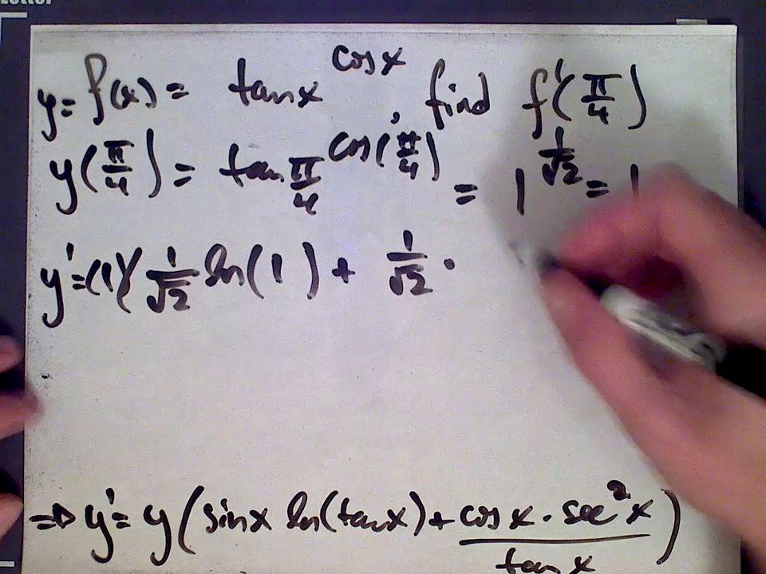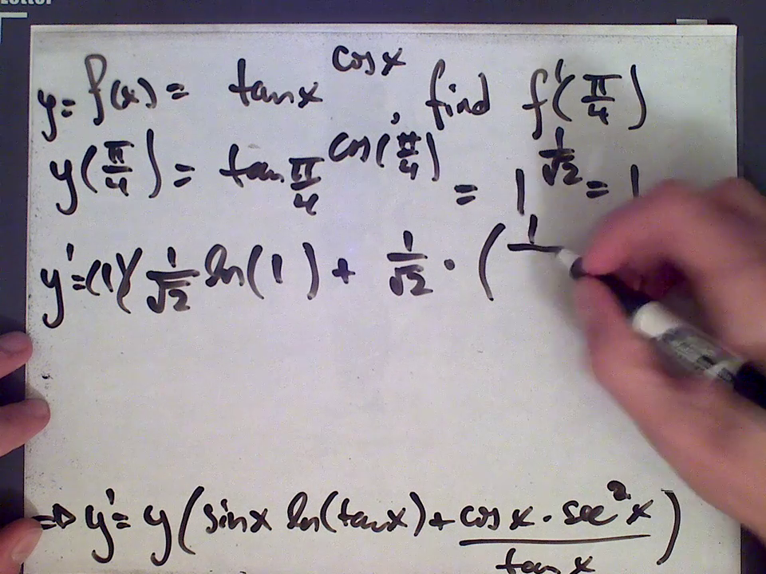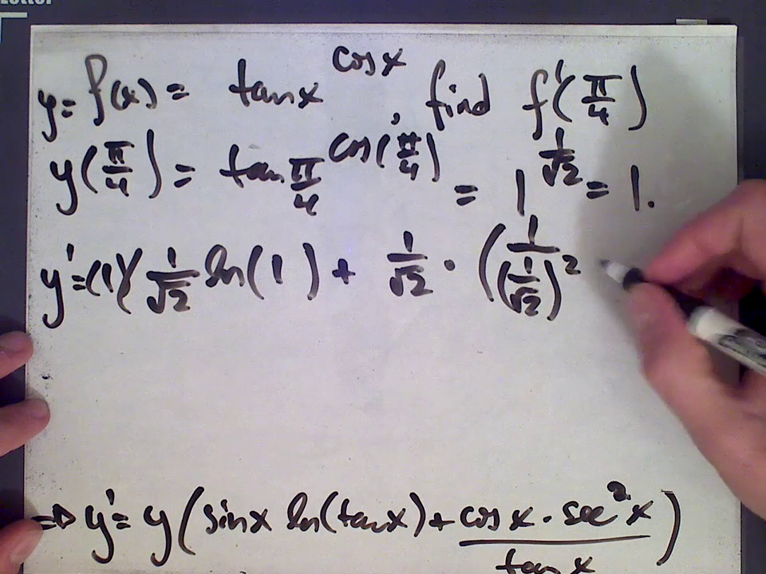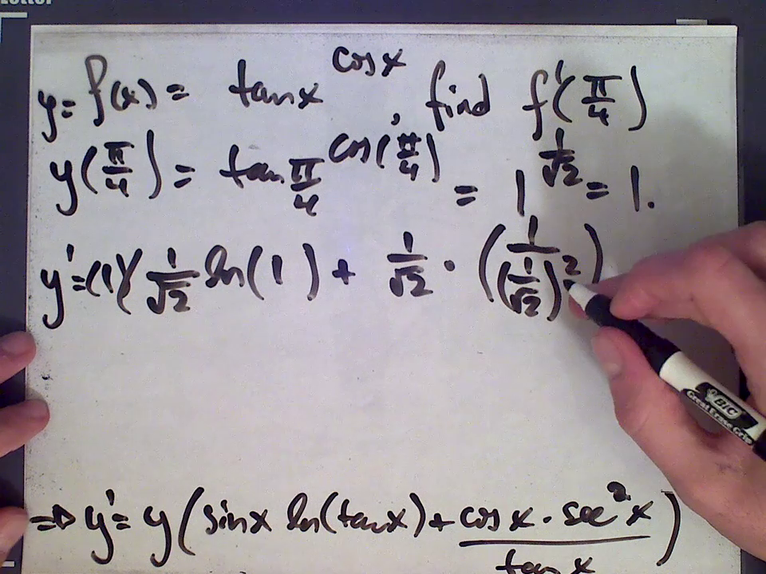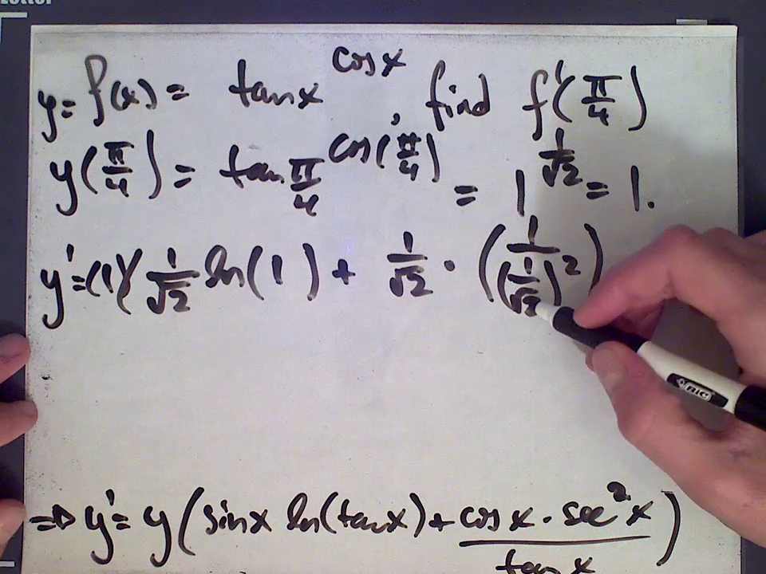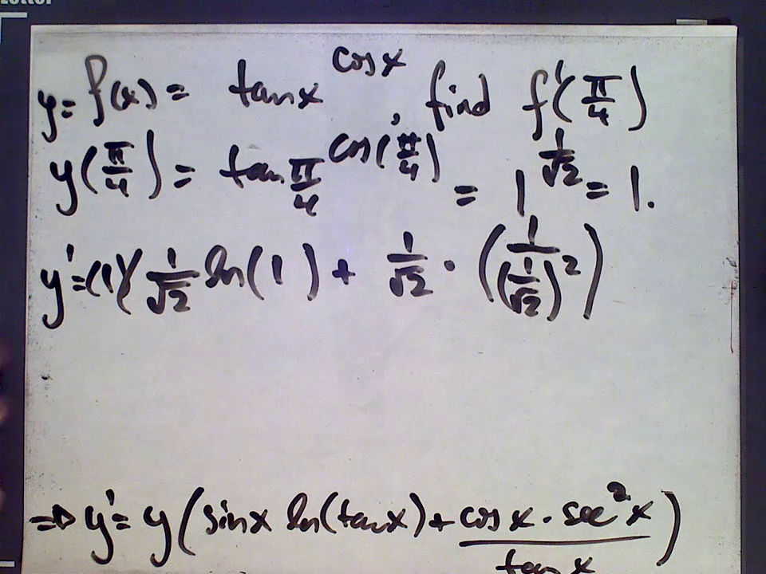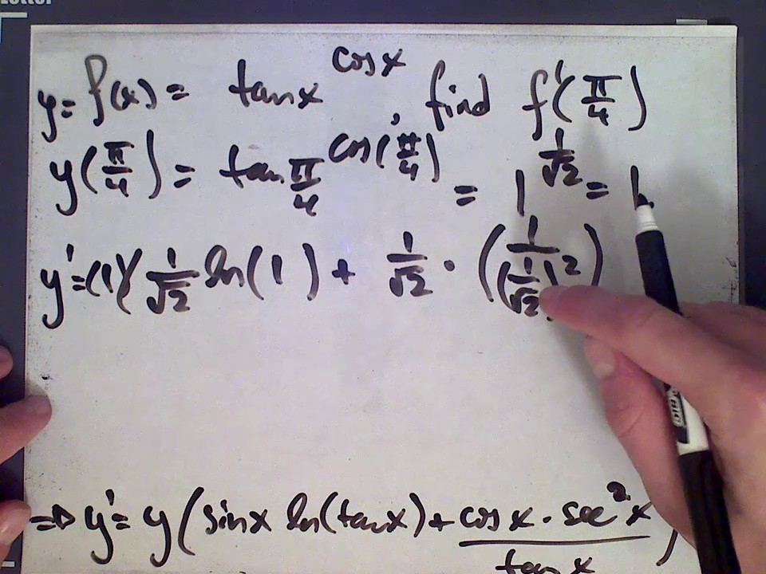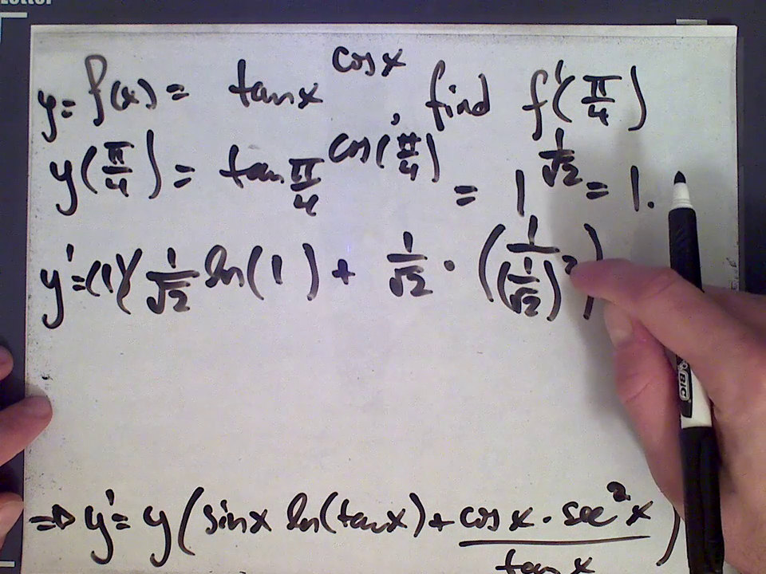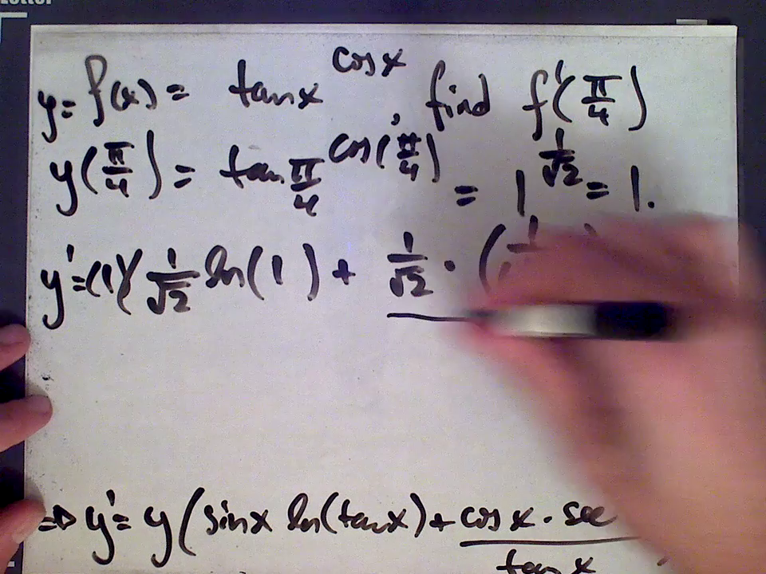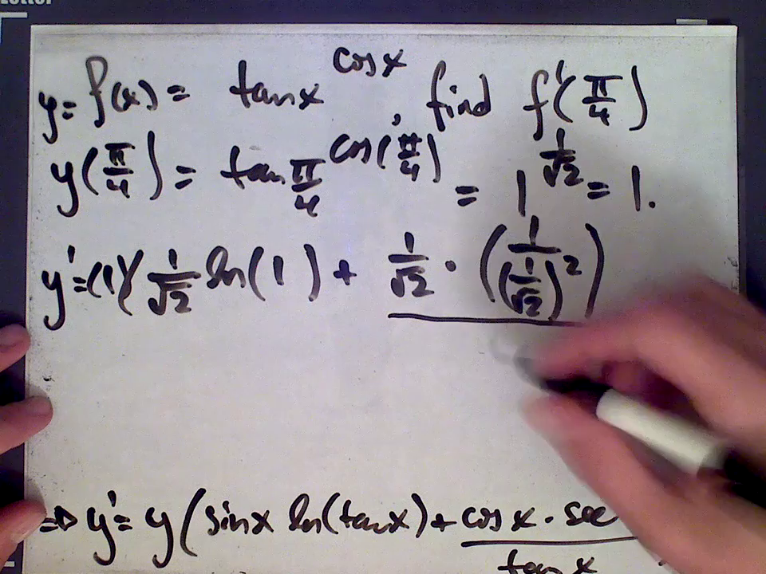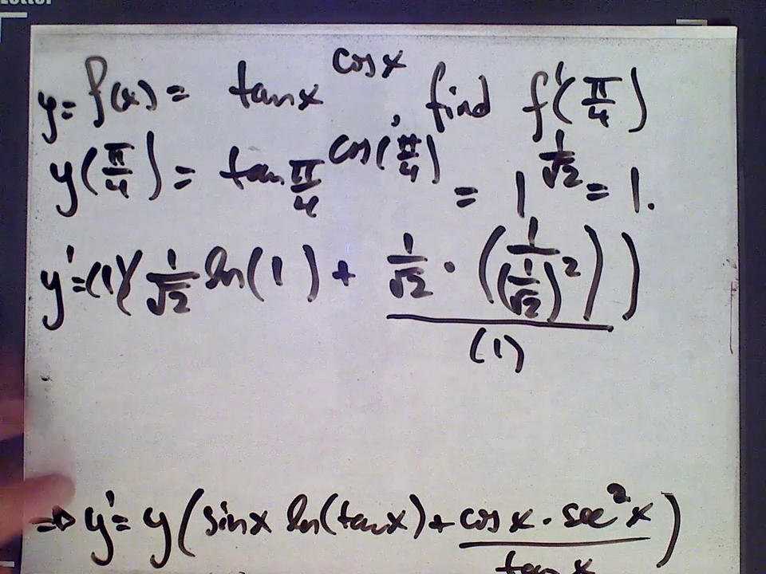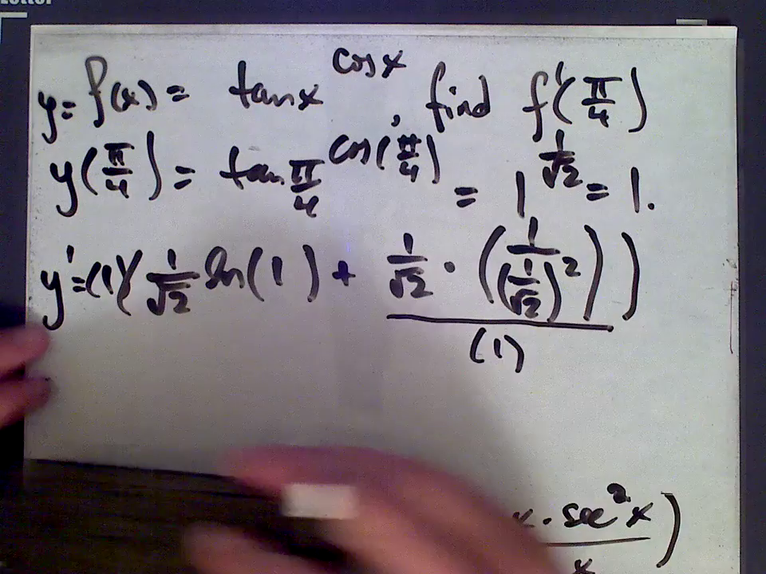Secant squared is 1 over cosine squared. Secant is 1 over cos, and we know cos of pi over 4 is 1 over root 2, so this becomes 1 over root 2 squared. And then we divide that by tan of pi over 4, which is 1. And this is all in brackets.